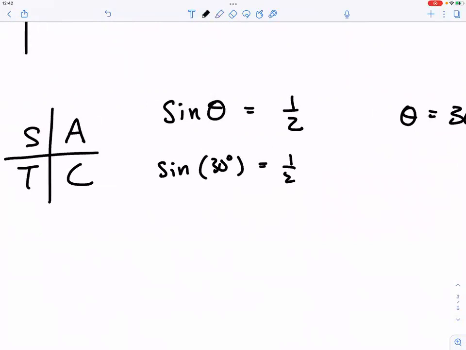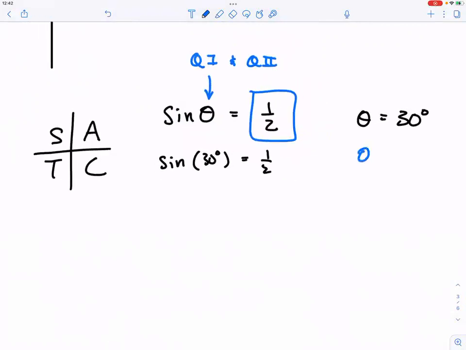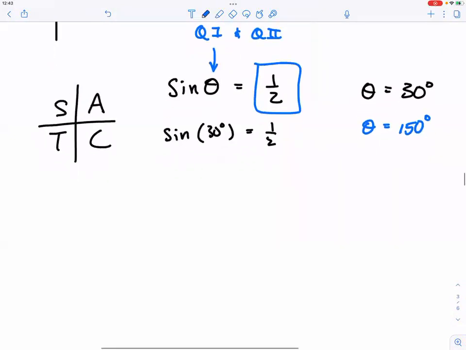The fact that the ratio is positive tells us something about theta. This theta could be in quadrant 1 and quadrant 2. So therefore, the other angle is going to be 150. Look at your unit circle. Look at 150 degrees. Can you see the y value? What's the y value for 150 degrees? 1/2, right? So that's how we know.